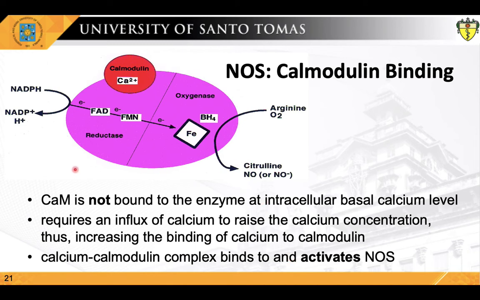At intracellular basal calcium levels, calmodulin is not bound to the enzyme. It requires an influx of calcium ions to raise the calcium ion concentration, thus increasing the binding of calcium to calmodulin. The calcium-calmodulin complex binds to and activates the nitric oxide synthases. Calmodulin binding causes a conformational change in the enzyme, potentiating electron transfer between the flavins and allowing productive heme reduction. However, in the absence of calmodulin binding, heme reduction occurs only very slowly and does not support nitric oxide formation, and the transfer of electrons between FAD and FMN is also slow.